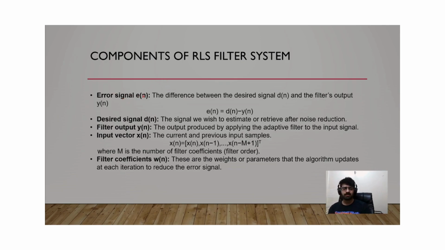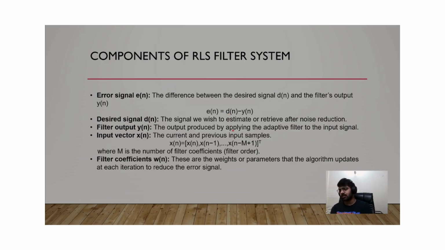Components or coefficients which are changed to suit the noise of the input signal. First, we have error signal. This is the difference between the desired signal Dn and the filter's output Yn here. Desired signal. This is a signal we wish to estimate or retrieve after noise reduction.